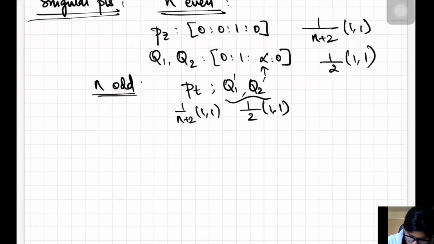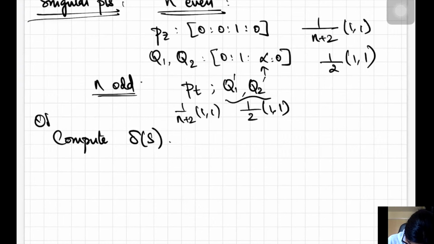So once we have this, let's try to compute delta of S. The objective is this.